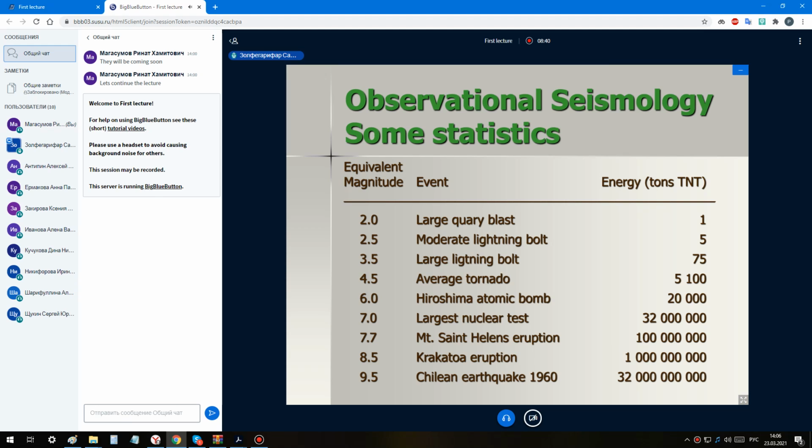Another table shows other observational seismology measures, some statistics. Column 1 shows equivalent magnitude scales, column 2 shows the events, and column 3 shows the equivalent energy in tons of TNT.